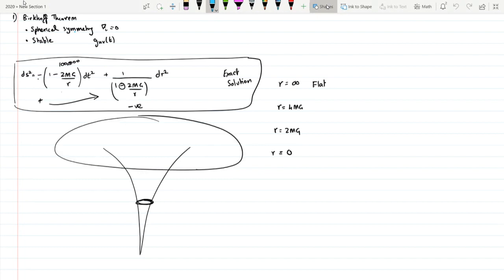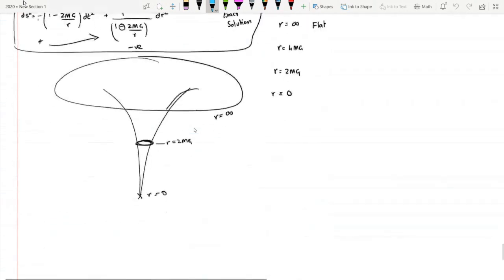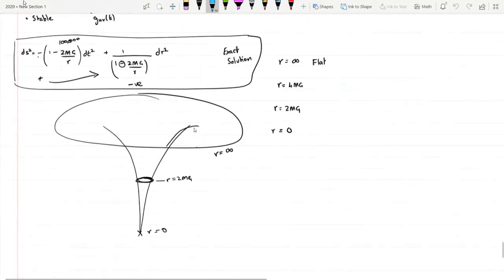Okay, this is at r is equal to infinity. It's flat. When you get closer and closer, you can see you're getting drawn in. This position is your point of no return. It's called the event horizon of a black hole. And this is your singularity, where Einstein's equations break down, where we don't have any meaning to something that's an exact solution of our Einstein equations.